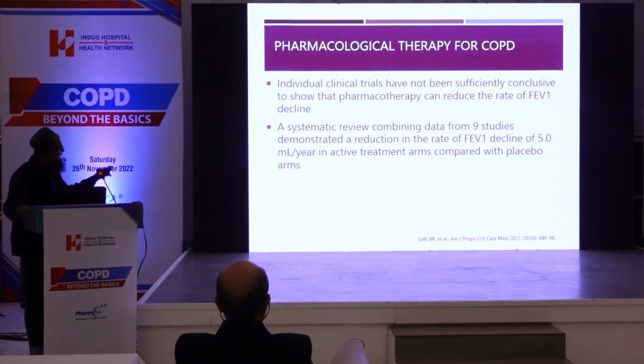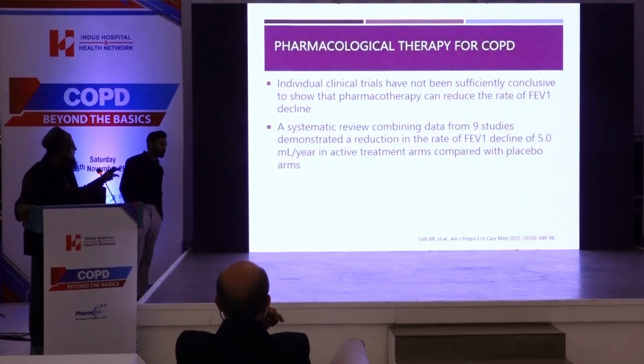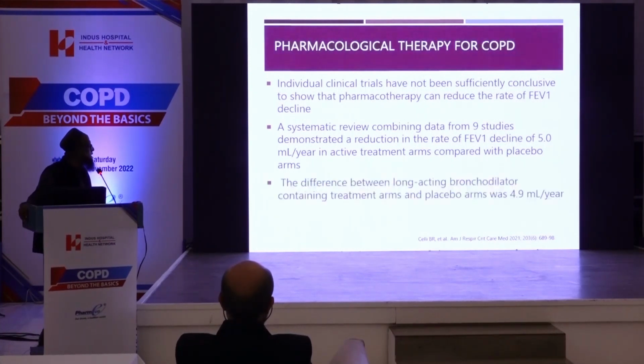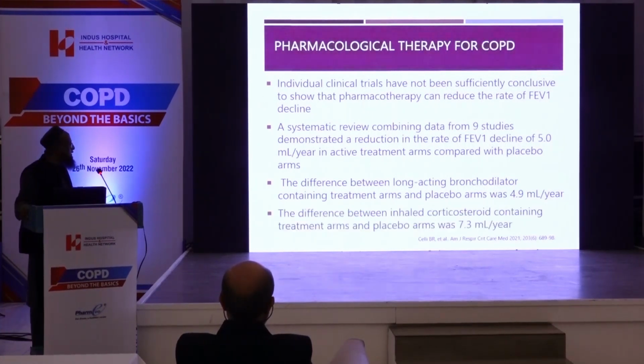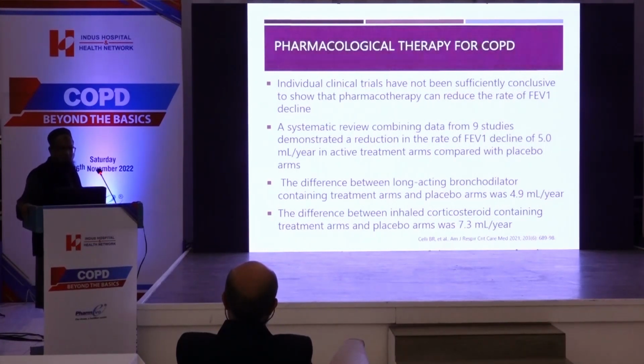But this is a study that was published in the American Journal of Respiratory Care in 2021, a systematic review that included 9 studies. It shows that in those who are given a bronchodilator, the pharmacological treatment reduces FEV1 decline by 5 ml per year as compared to placebo. If you are using bronchodilators, it is 4.9 ml per year, and if you are using steroids, the FEV1 decline is reduced by 7.3 ml per year. This is the first meta-analysis and systematic review that shows impact on FEV1 decline. I will discuss another study in which this decline was shown.